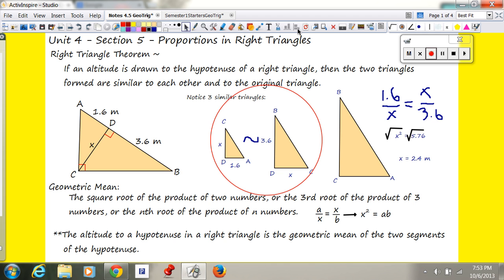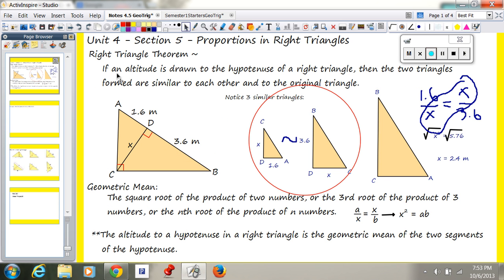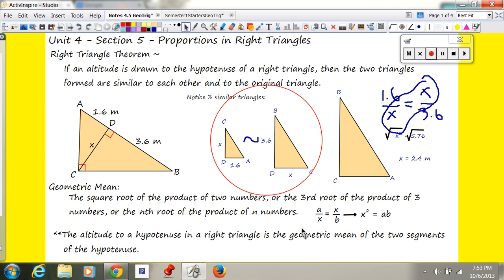You can remember these two places in our proportion are called the means. So we have what we call a geometric mean, these two places right here. Now the geometric mean could be the third root of the product of three numbers, the fourth root of the product of four numbers, or in this case the nth root of the product of n numbers. But here's the proportion that always works. Your x's are going to be your means, your two numbers are going to be your extremes, x squared is going to equal the product of those two, and then you square root both sides to get your answer.